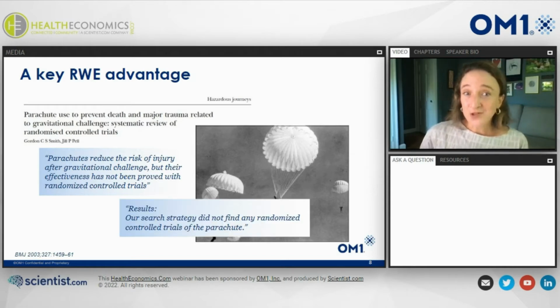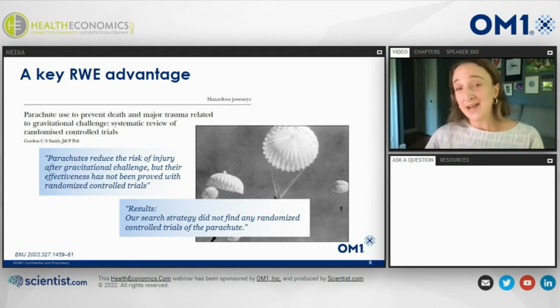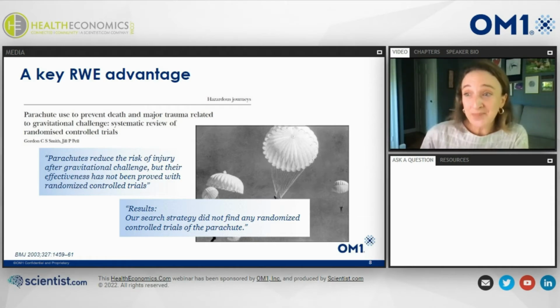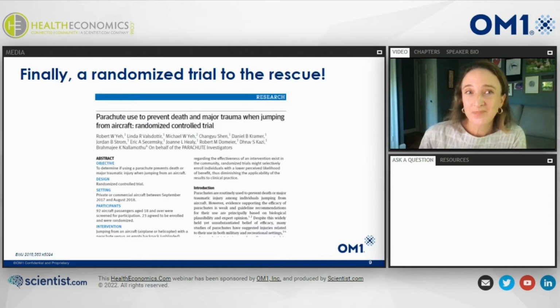Their results say that their search strategy did not find any randomized controlled trials of the parachute. I'm sure there's no one here that would be really amenable to enrolling themselves in such a randomized, double-blinded, placebo-controlled trial. So lo and behold, actually, just about 3 years ago, a randomized trial of parachute efficacy was published, to my surprise, again in the BMJ Christmas issue, which is a must read if you're looking for some good science jokes in December.